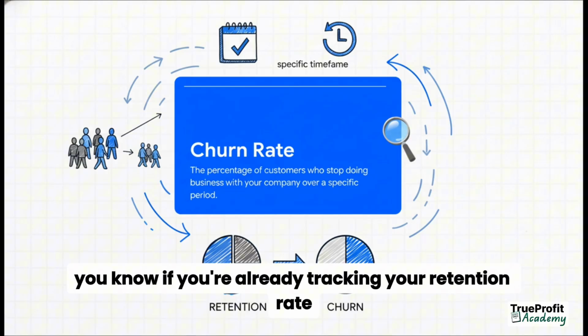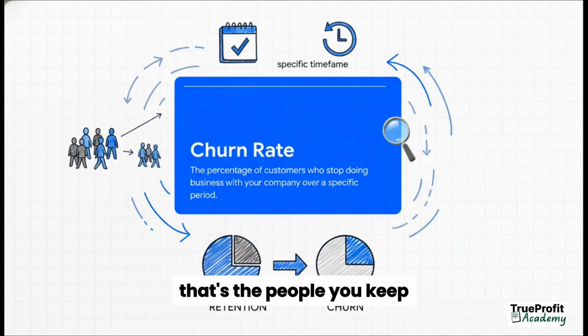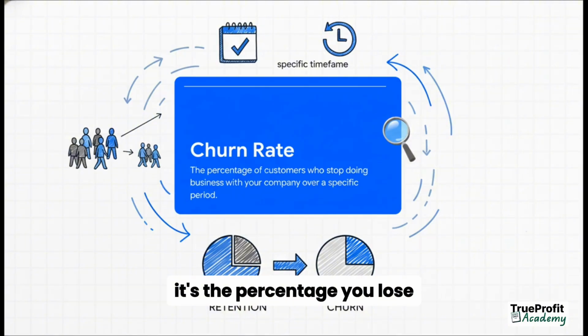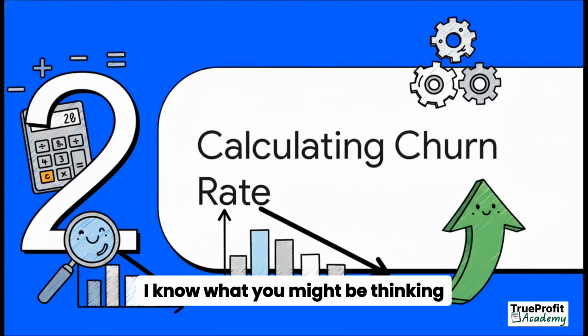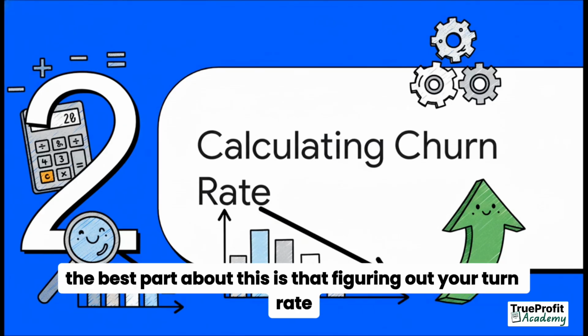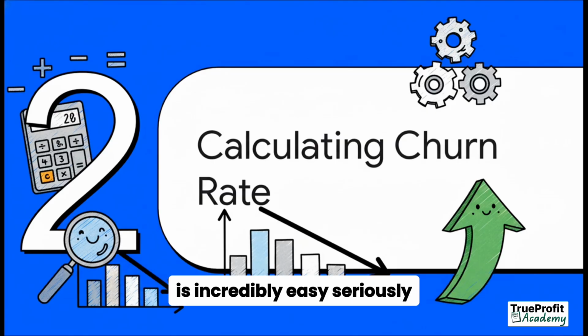If you're already tracking your retention rate, that's the people you keep, then churn is literally just the other side of that coin. It's the percentage you lose. Simple as that. Okay, I know what you might be thinking: oh great, another complicated formula I have to deal with. But honestly, the best part about this is that figuring out your churn rate is incredibly easy. Seriously, let's just walk right through it.